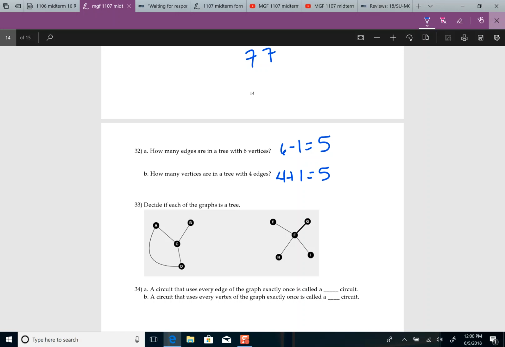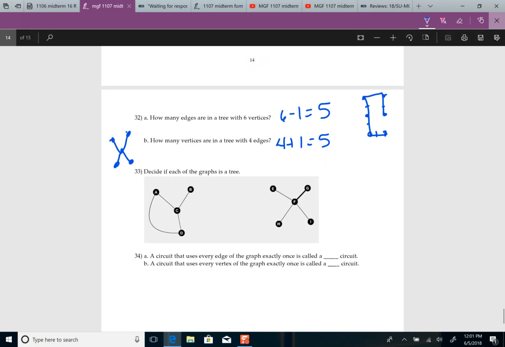If you were to get confused or stuck on the test, why don't you just draw one? Right? If you get to this and it says how many edges in a tree with 6 vertices, I would draw 1, 2, 3, 4, 5, 6 vertices, and I would make a tree, and then I would count 1, 2, 3, 4, 5. Or if you had a tree with 4 edges, so maybe draw 4 edges, and then count 1, 2, 3, 4, 5. There's no reason to get yourself confused. You can always draw something if you need to.